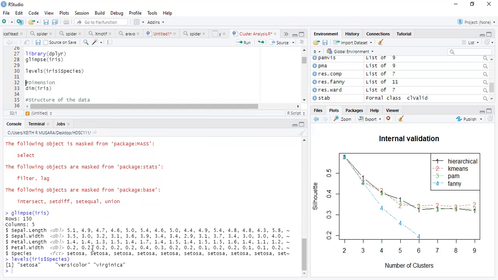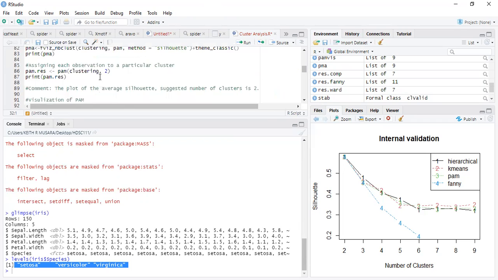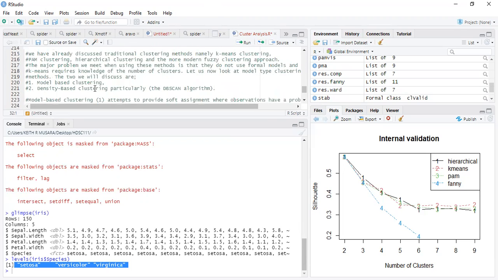It seems we've got 3 classes in terms of our species, but our data now suggests that we have 2 classes. So we would have to find out which particular species is not really represented by our data, right? We would have to find that. So let's look at this.